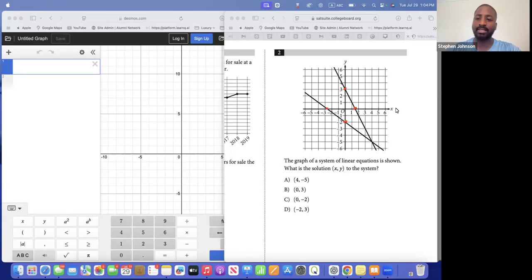And then lastly is the point of intersection, especially if you have two lines, right? If you have two lines, the point of intersection is always going to be important to pay attention to. In this case, that point of intersection happens right there, which looks like it's at the point 4 comma -5. So this question says the graph of a system of linear equations is shown. What is the solution x, y to the system? The solution for a system of equations will always be where the two lines intersect. And therefore, because we've already identified that, we know that that's happening at the point 4, -5. So our answer here is choice A.